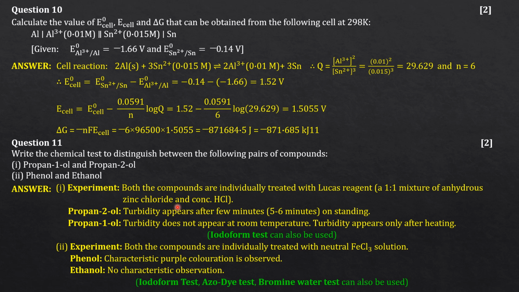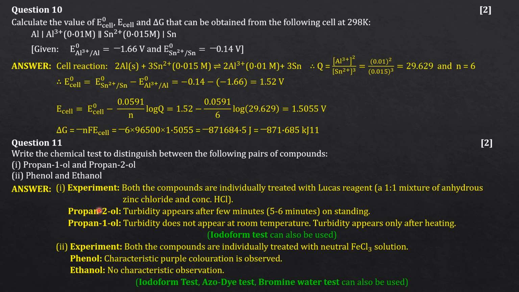Suppose this question can be carried out with the iodoform test also. Propan-2-ol will give it, propan-1-ol will not. So suppose you are writing it with respect to the iodoform test. In that case, what will happen? Propan-2-ol gives a crystalline yellow precipitate of iodoform. Propan-1-ol does not give a precipitate. And suppose you forget to write that propan-1-ol does not give a precipitate, and you write it only for propan-2-ol.